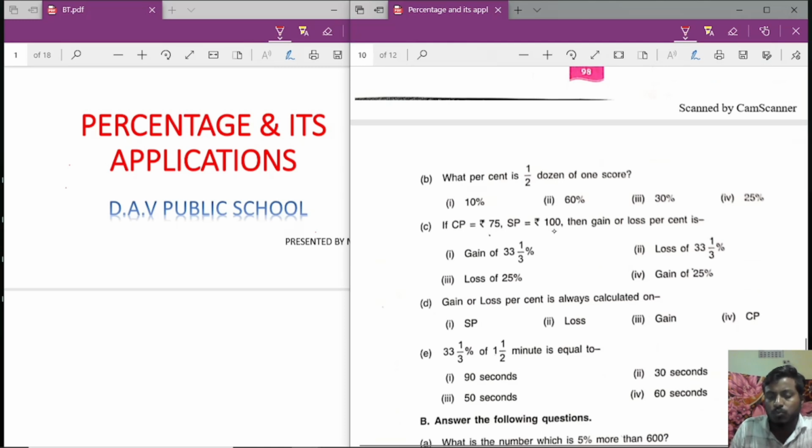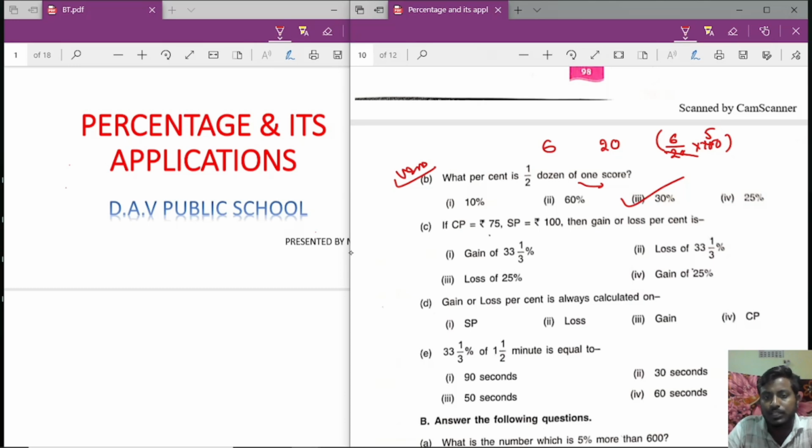Now next question, what percent is half dozen of 1 score? This is a very important question. Now we know that 1 dozen equals 12 pieces, yes or no? So half dozen means 6 pieces. Of 1 score means 20 pieces. So 6 divided by 20 into 100, yes or no? Always retain after 'of' in the denominator. Okay, so cancel, 25 ja 6, 5 ja 30%.